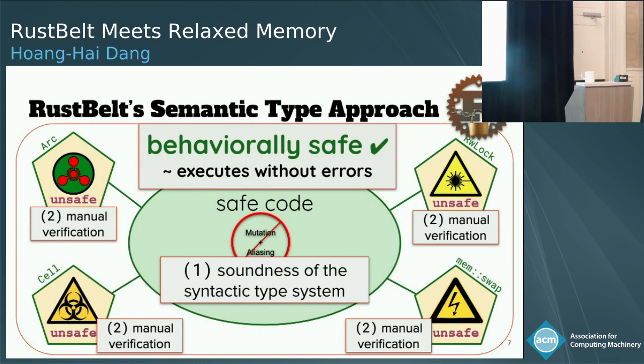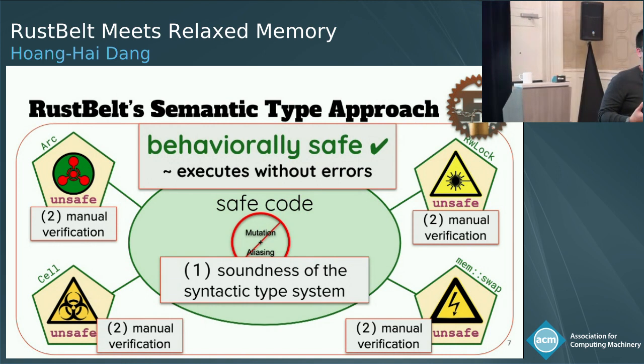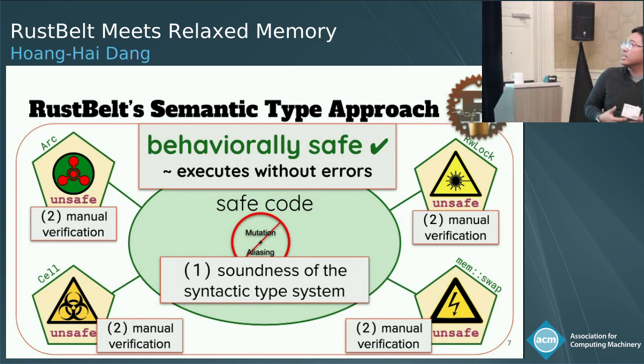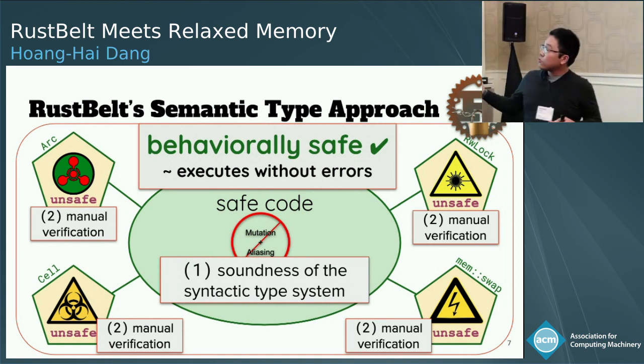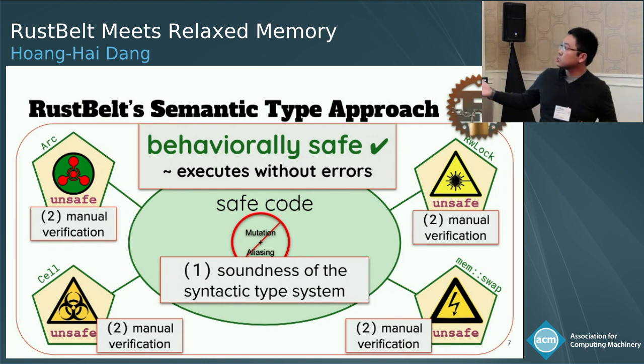And the key important point is that behavioral safety is formalized in a way such that it is composable, so that when you mix your safe code with your verified unsafe code, your whole program is still behaviorally safe, which means that it will execute without errors. So that is the high-level explanation of the RustBelt approach.